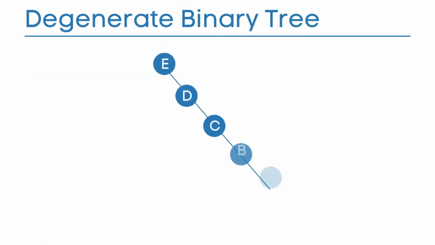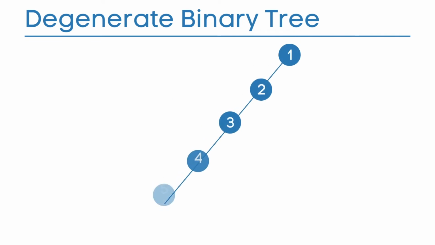A degenerate binary tree is a tree in which all internal nodes have only one child. The tree shown here is a degenerate binary tree because all the nodes have only one child. It is also known as a right skewed tree as all the nodes have a right child only. This tree is also a degenerate binary tree because all the nodes have only one child. It is also known as a left skewed tree as all the nodes have a left child only.